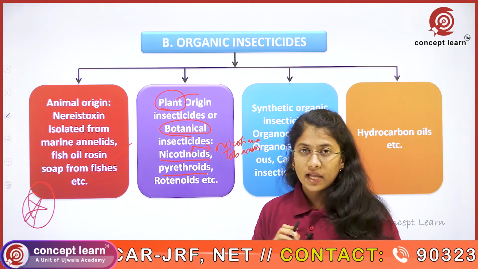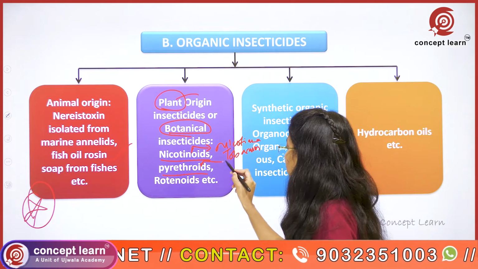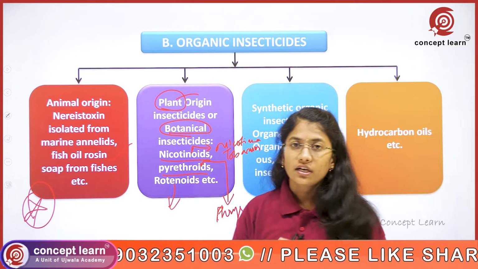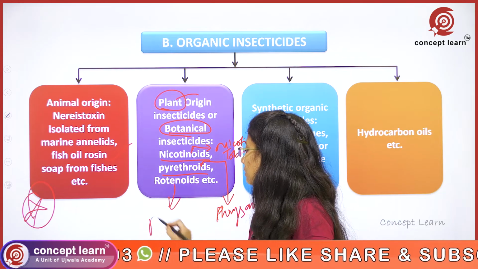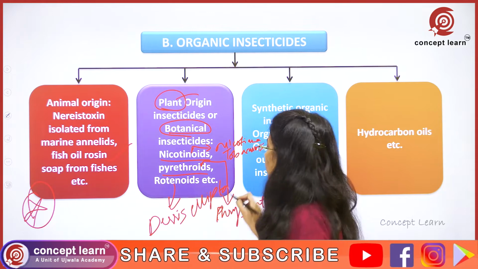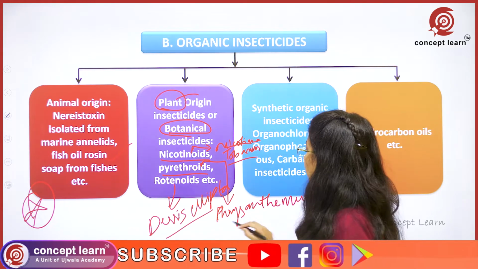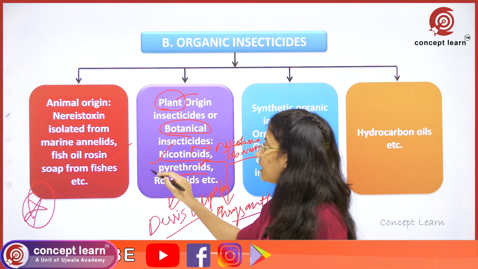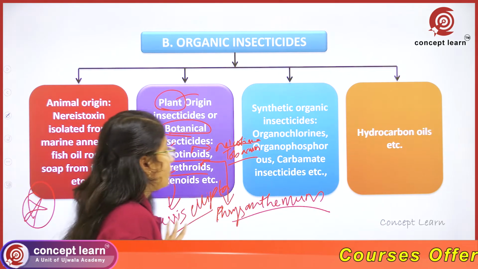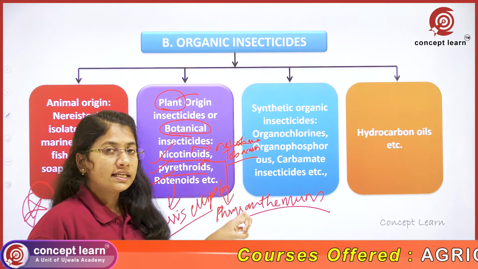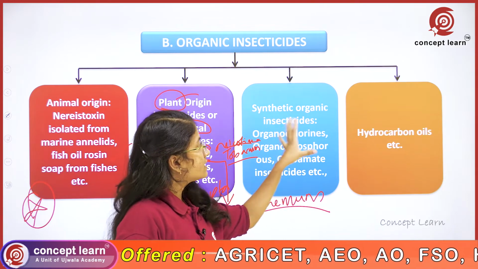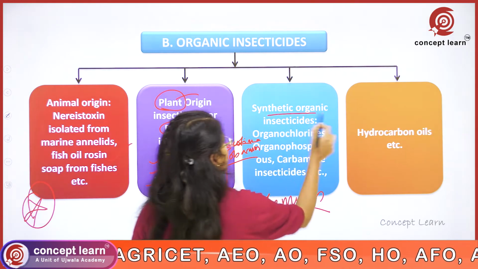The other botanical insecticide is pyrethroid, and the other is rotenoids. These rotenoids are derived from Derris elliptica. So, these are the plants from which the botanical insecticides like the nicotinoids, pyrethroids and rotenoids have been derived. And the next is that of the synthetic. These are formed synthetically. Hence, these are known as the synthetic organic insecticides.